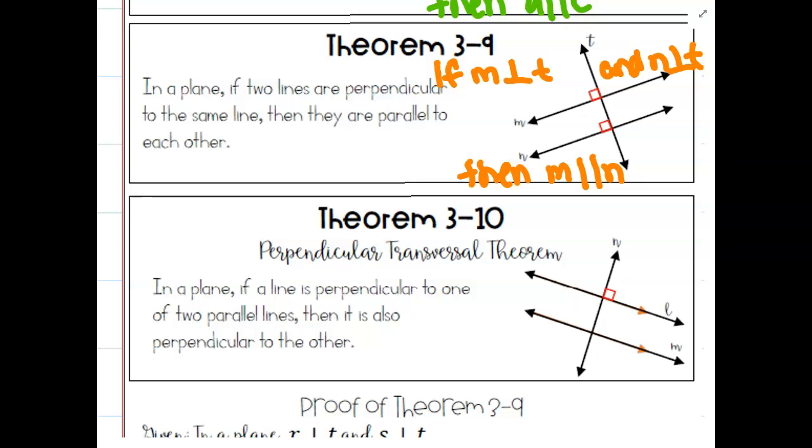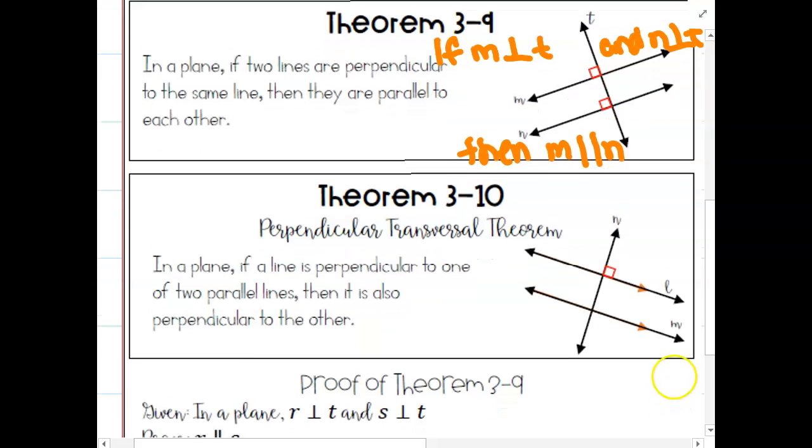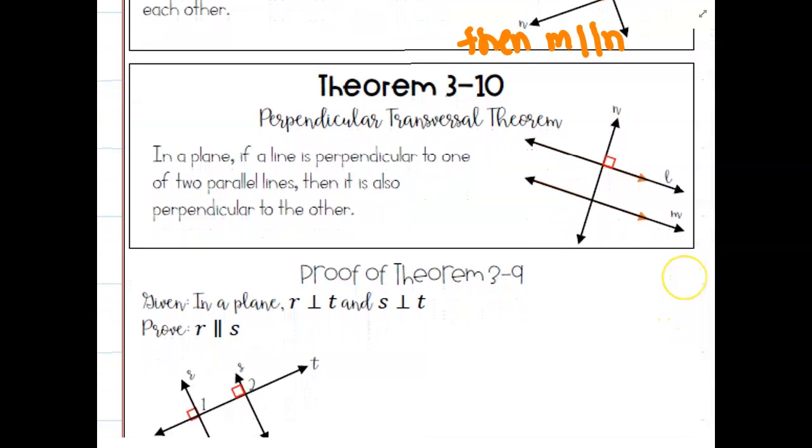Which, once again, I think whenever you look at it in words, it may not make a lot of sense. It may be kind of hard to see. But if you look at the picture, yeah, that totally makes sense, right? If these 2 lines are perpendicular to the same line, they're going to be parallel to each other. And we're going to prove that one down below. Okay? And Theorem 3.10, like I said, seems similar, but it's kind of approaching it from the opposite end. So this is talking about a perpendicular transversal theorem.